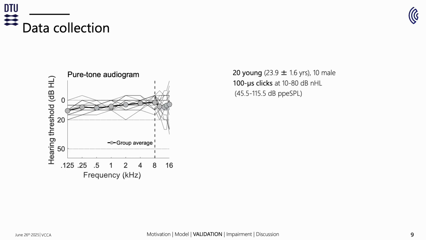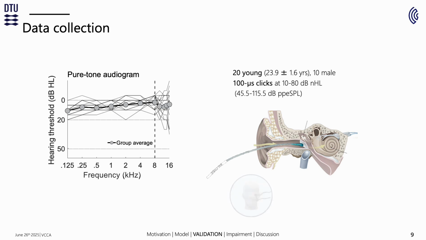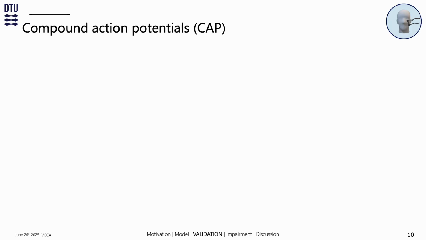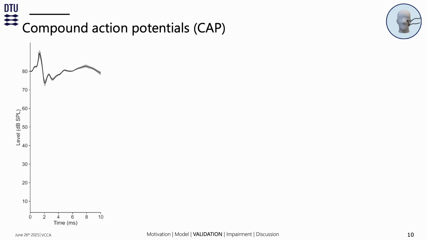So we collected data from young individuals with very good hearing thresholds to a range of clicks at a range of levels with this tympanic membrane electrode, and simultaneously also a brainstem configuration from the mastoid to the forehead. These are responses in the peripheral configuration, and they're called compound action potentials to all these levels.